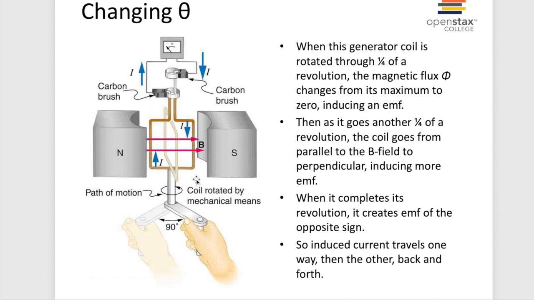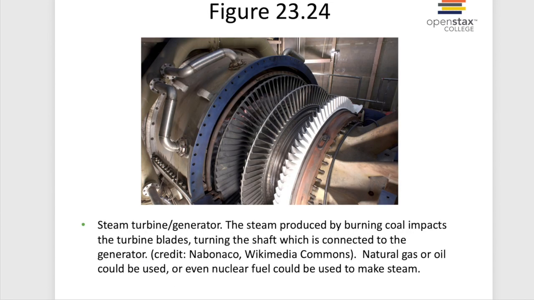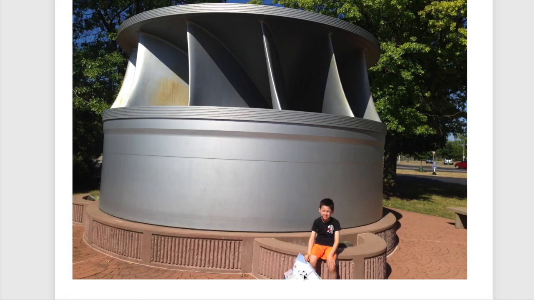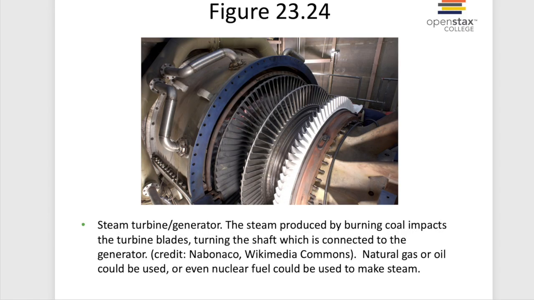If I continue to spin it, the flux will continue to change. This is how our electric generators work. Instead of having a hand crank like this, we have a turbine like this. Here's a picture of Joey when he was really little, sitting next to a turbine that was used in the hydroelectric plant at Niagara Falls. It's huge. This one, not so huge, but it spins really fast.